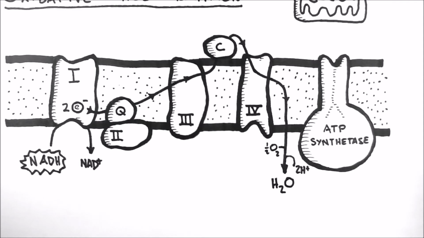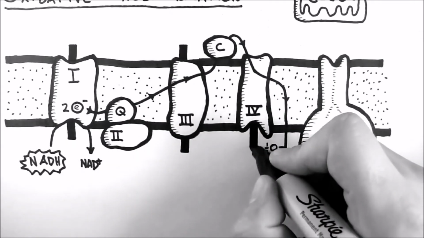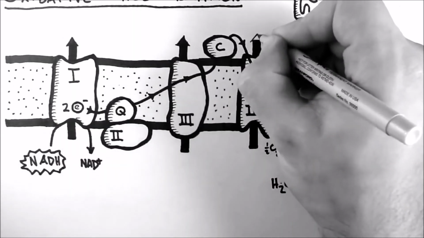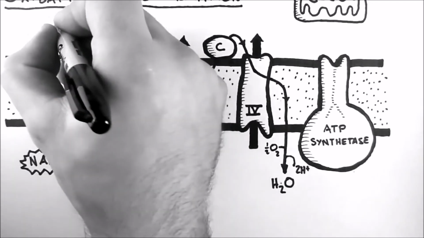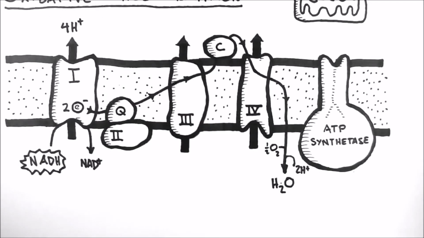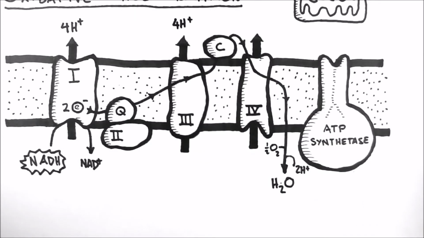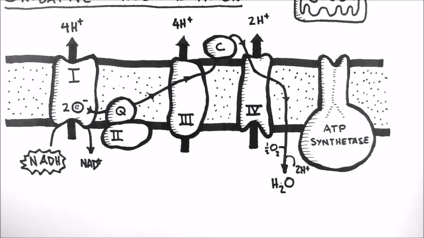Now, as the electrons are passed between the complexes, they pump protons out of the mitochondrial matrix into the intermembrane space, like this. Complex 1 pumps out 4 protons, complex 3 pumps out 4 protons, and complex 4 pumps out 2 protons. Therefore, in total, one NADH pumps 10 protons across the membrane.